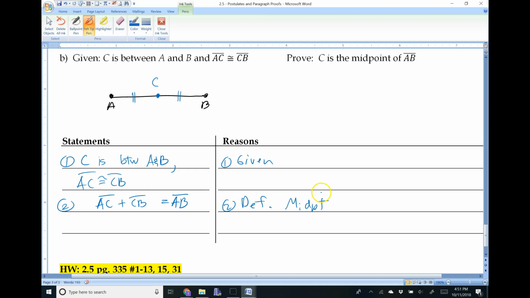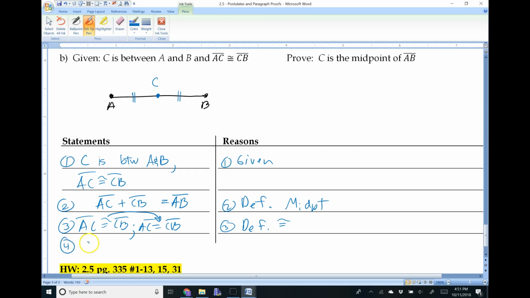And now we're just going to reiterate the given part here. AC is congruent to CB. Well, we can also say that AC equals CB. I'm not a big promoter of this step, but this is just the definition of congruency again. So we went from congruent to equals. That's all we did.